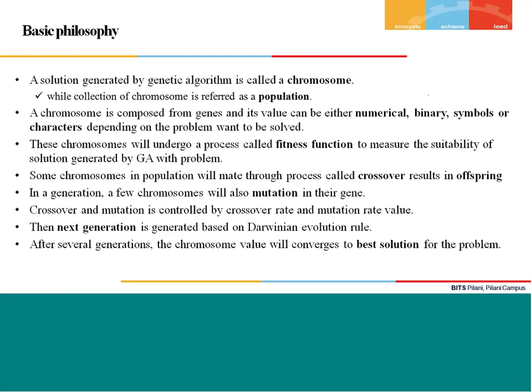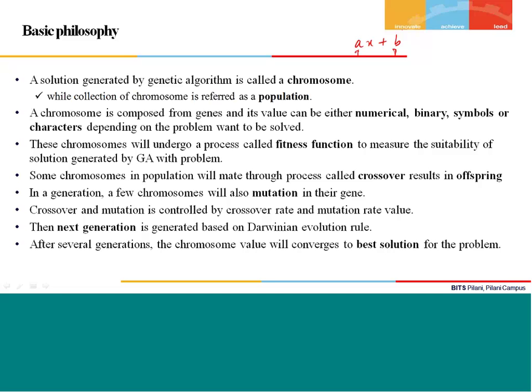Here I will introduce some terminology. A solution generated by a genetic algorithm is known as a chromosome. Generally we represent our hypothesis in terms of a chromosome. For example, let's say AX plus B is my hypothesis, where this is my variable A and this is my variable B.